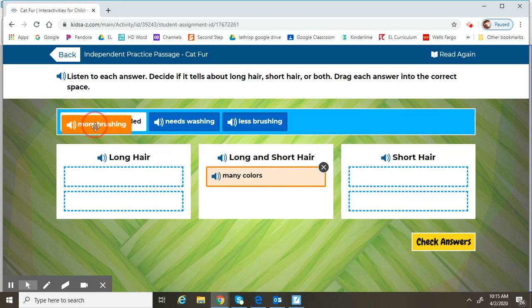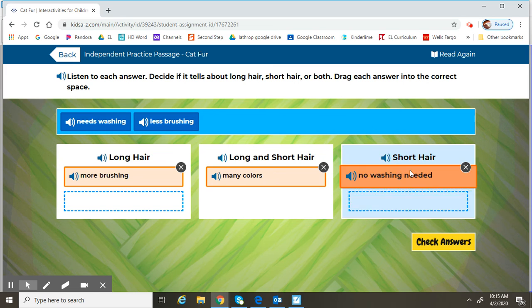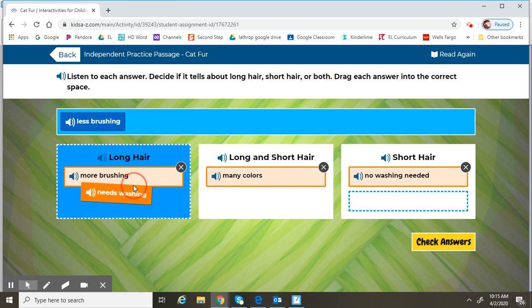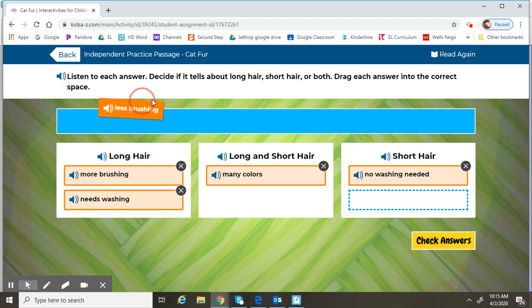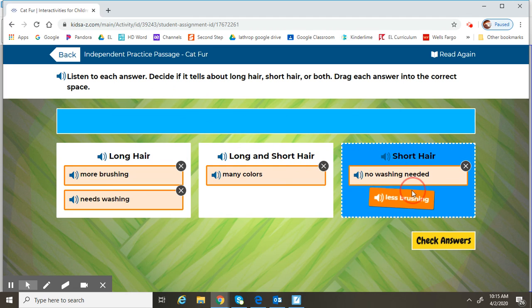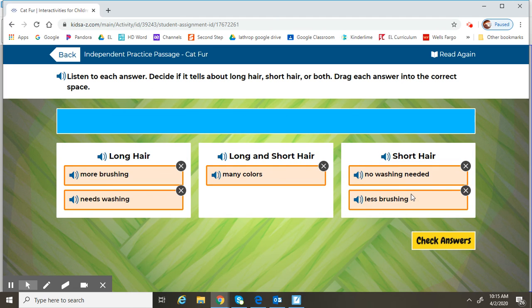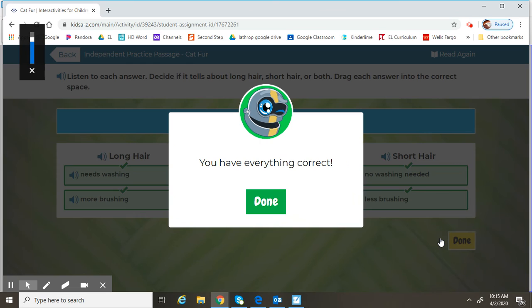More brushing. That would go under long hair, because that's a quality that only long-haired cats have. No washing needed. That would go under short hair. Needs washing. That would go with long hair. Because remember, long-haired cats, they require more care. They need more brushing and washing. And less brushing, that would go under short-haired cats. Let's check our answers here. Yes, we got everything correct.